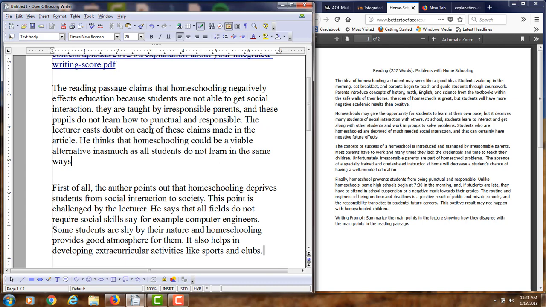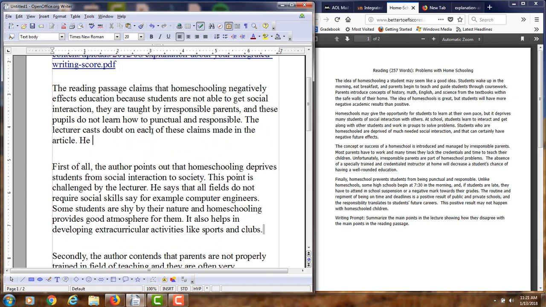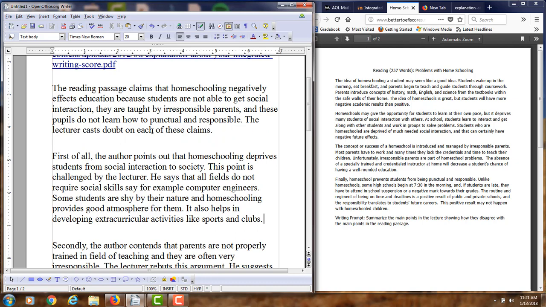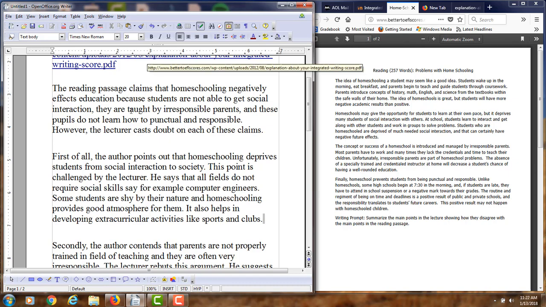Now, I don't even think you need all of this. Check this out. So we have, you can say something like this. So the reading passage claims that homeschooling negatively affects education because students are not able to get social interaction. They're taught by irresponsible parents, and these pupils do not learn how to be punctual and responsible. However, the lecturer casts doubt on each of these claims. And this is probably good enough here.